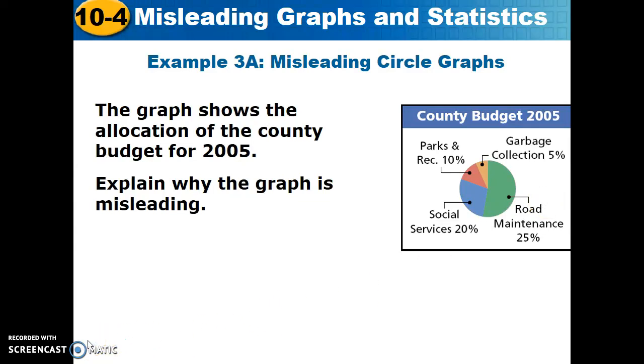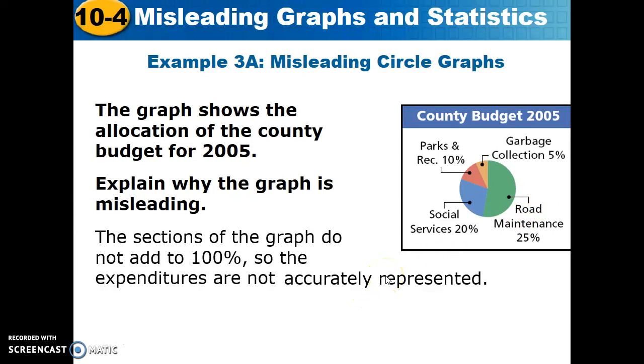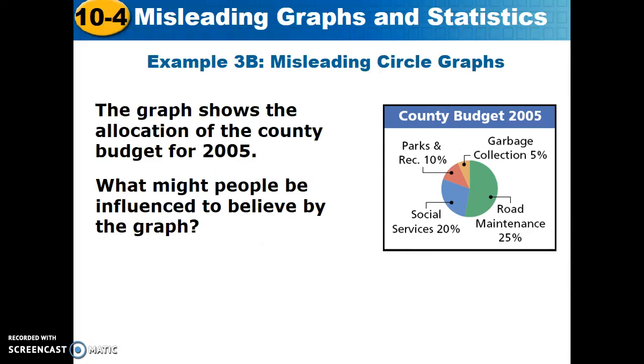This graph is showing the amount that the county has budgeted towards all of its costs for the year, but at first glance, if we add up all the percentages, we see 10 and 20 is 30, plus 25 is 55, plus 5 more is 60. There's only 60% of the budget shown here, but it is represented by an entire circle graph. It doesn't add up to 100, so expenditures are not accurately represented.